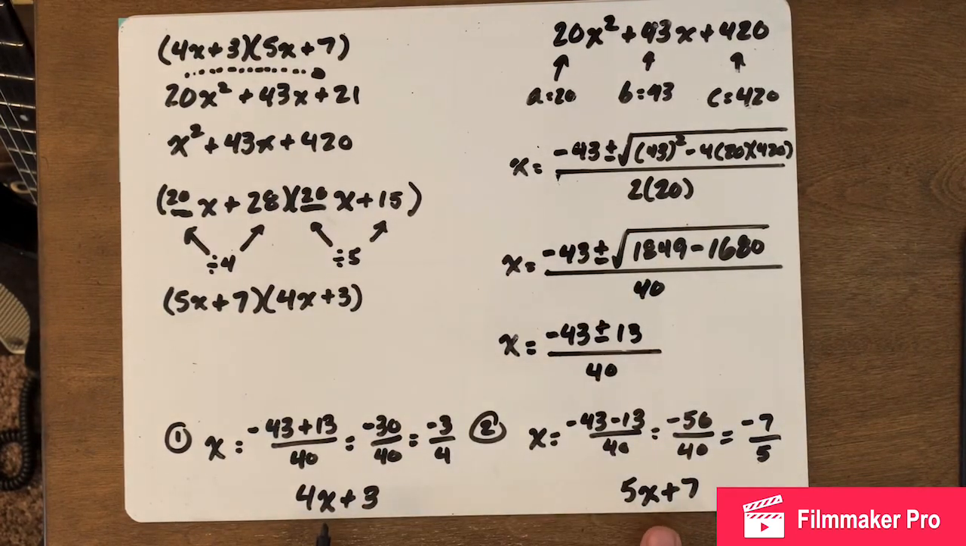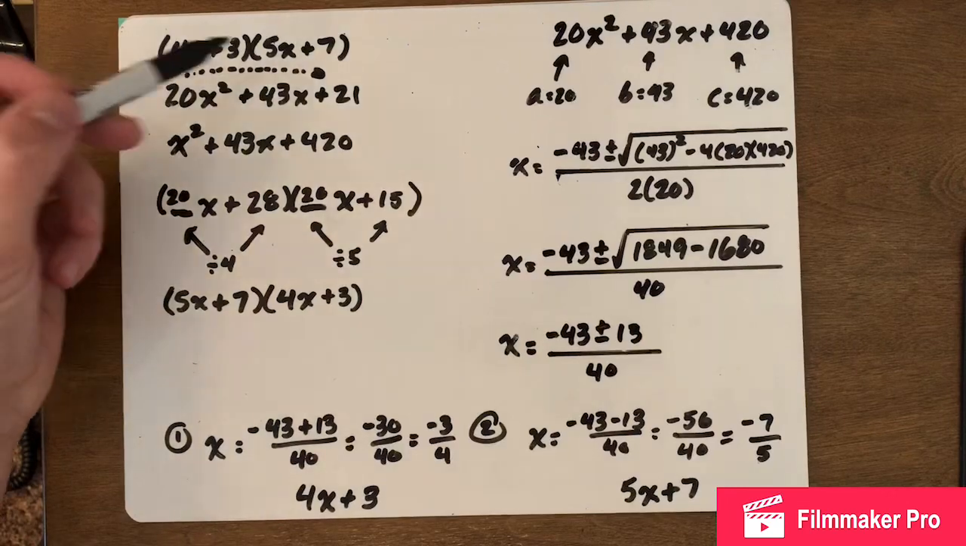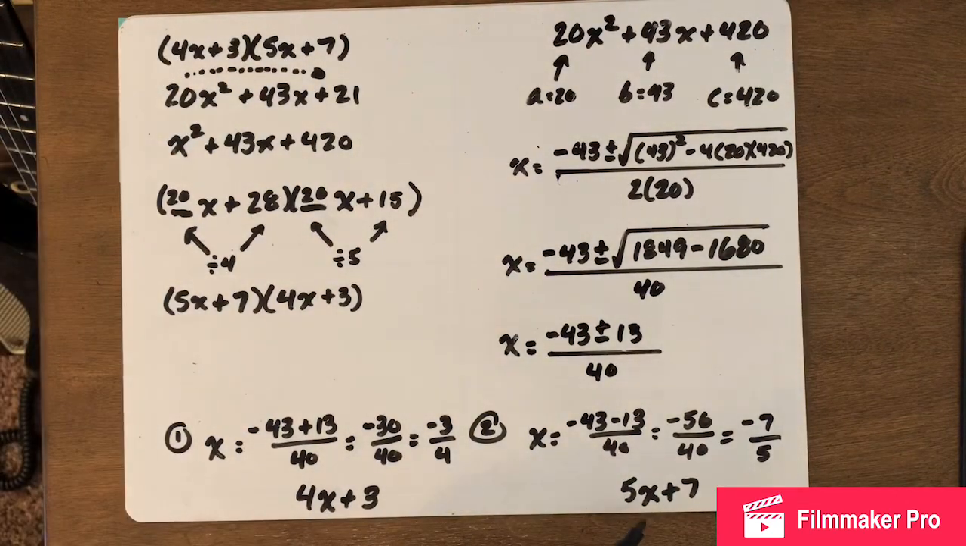Okay, did we get the same two factors back that we need? Well, it looks like it here. 4x plus 3, 5x plus 7.